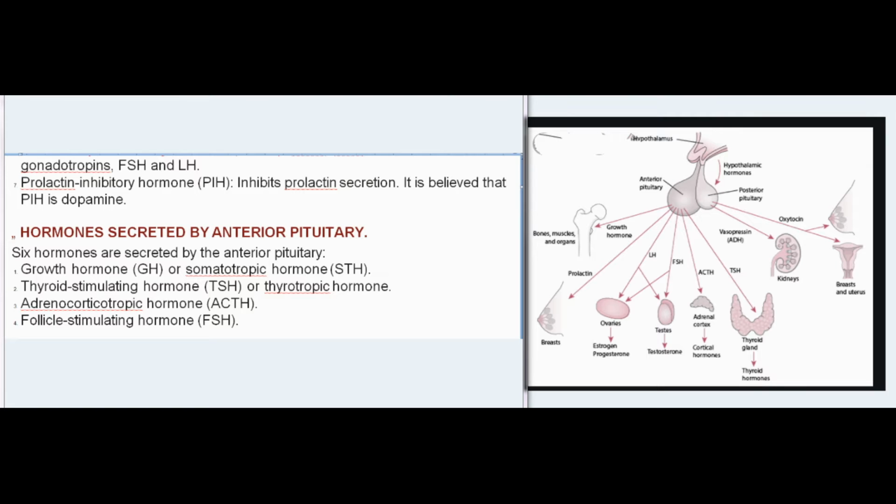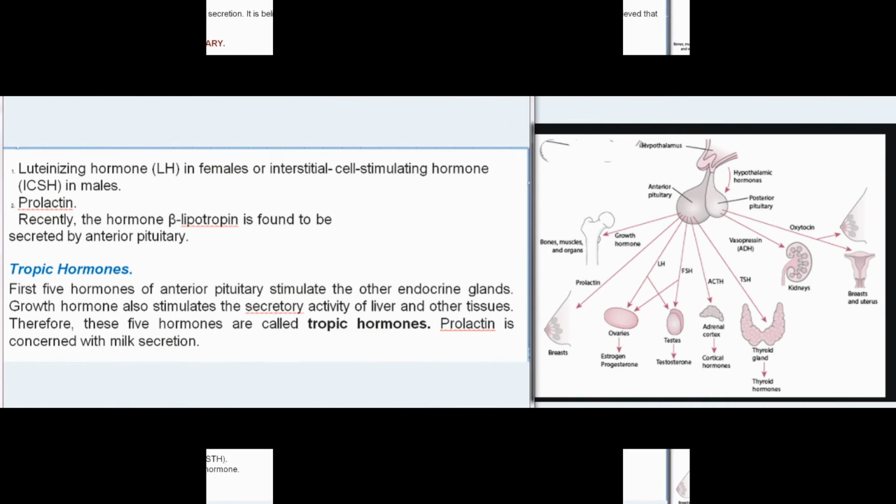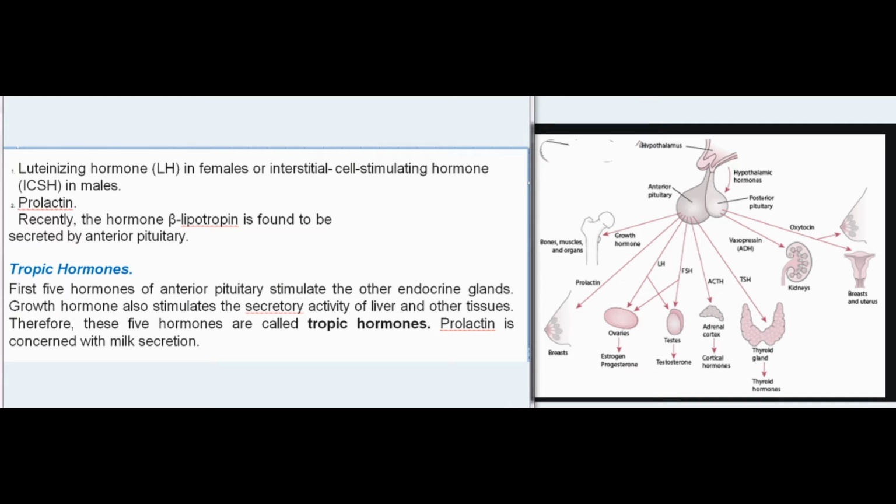Hormones secreted by anterior pituitary. Six hormones are secreted by the anterior pituitary: growth hormone, GH, or somatotropic hormone, STH. Thyroid stimulating hormone, TSH, or thyrotropic hormone. Adrenocorticotropic hormone, ACTH. Follicle stimulating hormone, FSH. Luteinizing hormone, LH, in females, or interstitial cell stimulating hormone, ICSH, in males. Prolactin. Recently, the hormone beta-lipotrophin is found to be secreted by anterior pituitary.